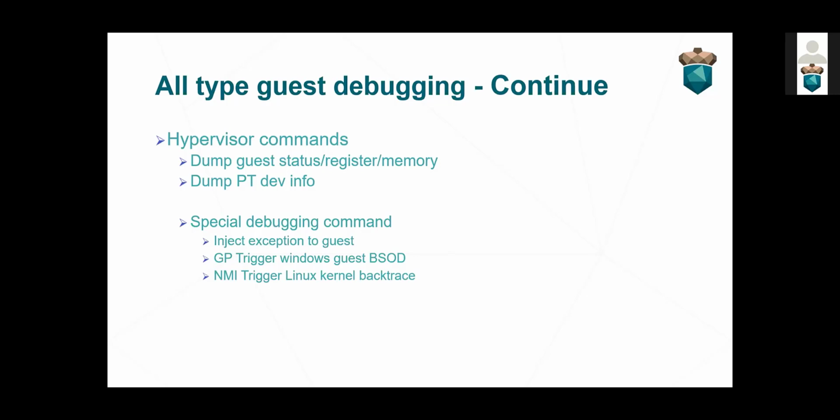And also, you could inject an NMI into a Linux guest. You know, when the Linux kernel gets an NMI, it will just dump the current kernel backtrace. That's the Linux reaction to the NMI. One thing I need to say here: this special debug command is not integrated, not merged in our ACRN master branch. It could be available in some release branches. Okay, question?